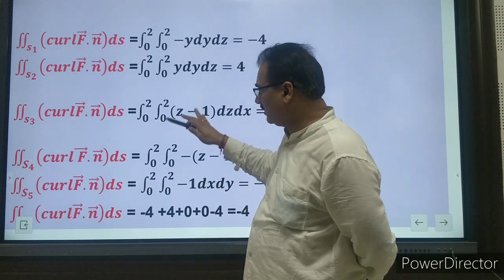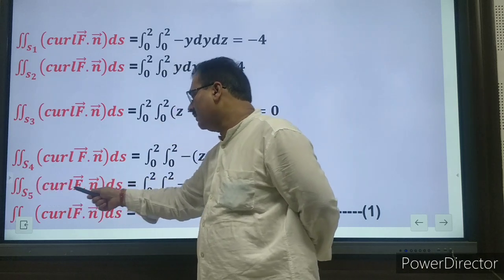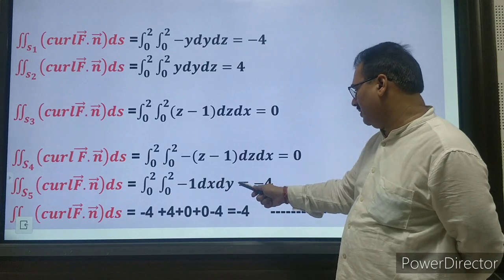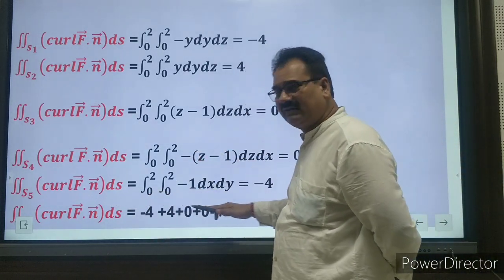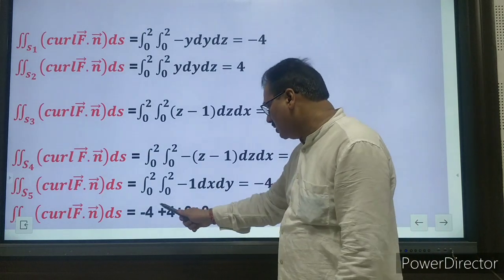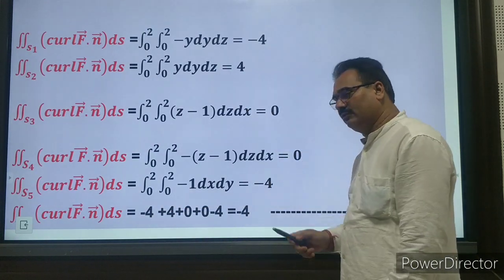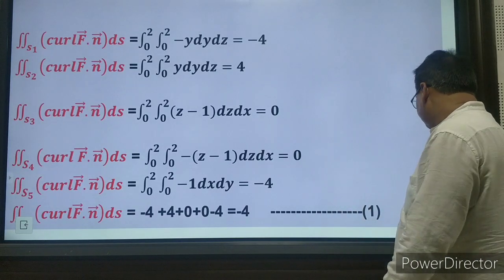Just go through and calculate. This is merely a double integral. Now S5: you will get again 0 to 2, 0 to 2, minus 1 dx dy, and you will get minus 4. In a nutshell, combining all the 5 integrals, you get minus 4 plus 4 plus 0 plus 0 minus 4, which is minus 4. Keep this as equation number 1.